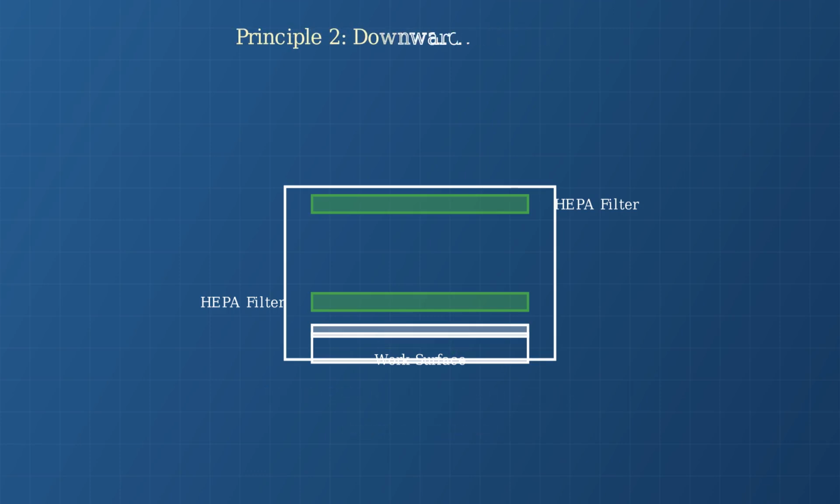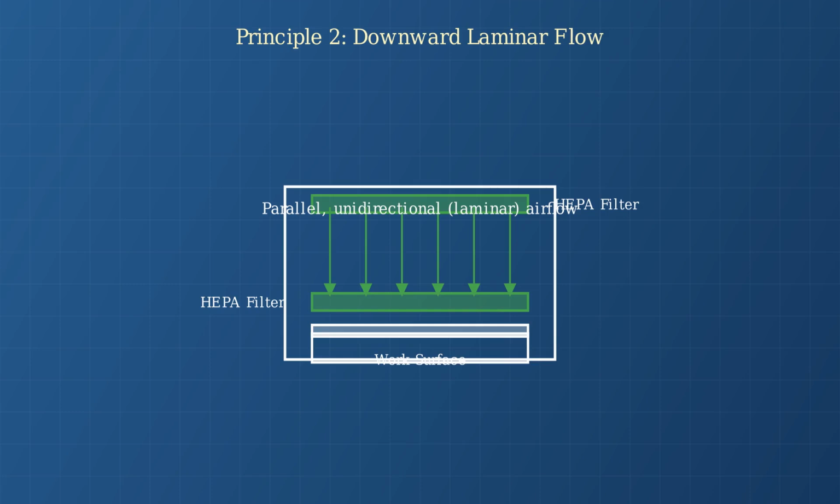The second principle is downward laminar flow. HEPA-filtered air flows down in parallel streams. This creates a sterile curtain of air that protects samples from contamination. The parallel airflow prevents turbulence that could mix clean and contaminated air.